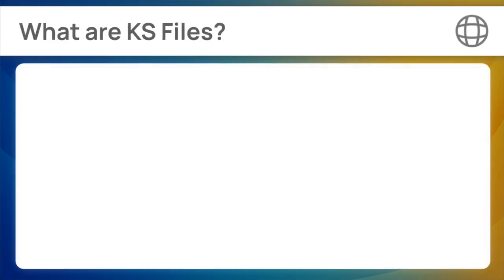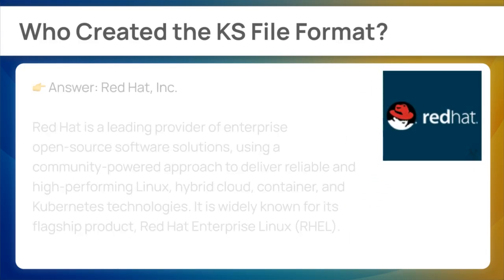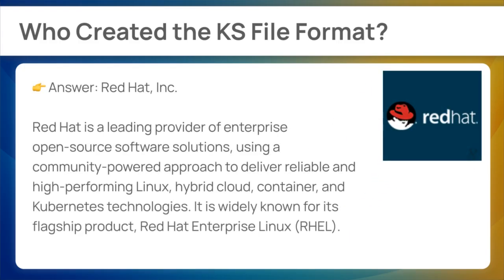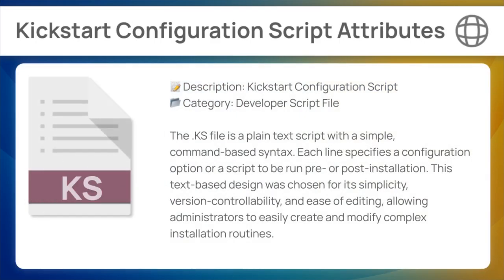A KS file is a Kickstart configuration script used to perform an unattended installation of Red Hat-based Linux operating systems like RHEL, CentOS, and Fedora. System administrators create these plain text files to automate the entire installation process, specifying settings for language, networking, partitioning, and package selection. The KS file is a plain text script with a simple command-based syntax.